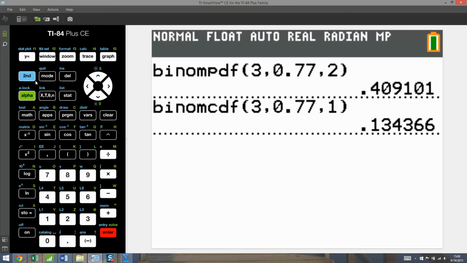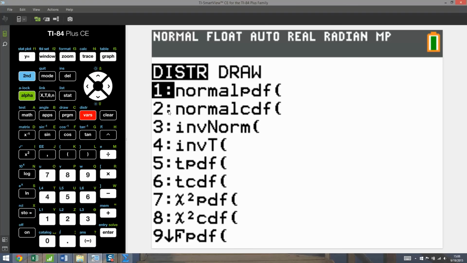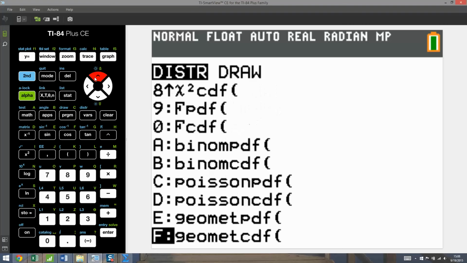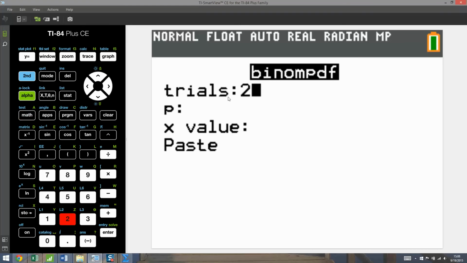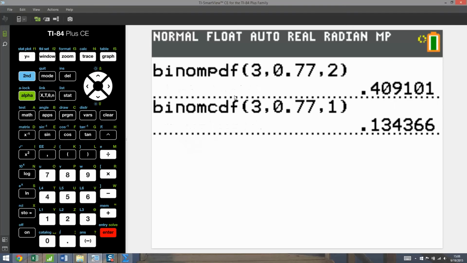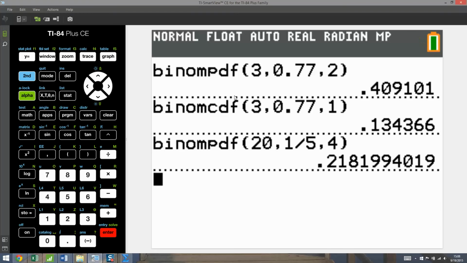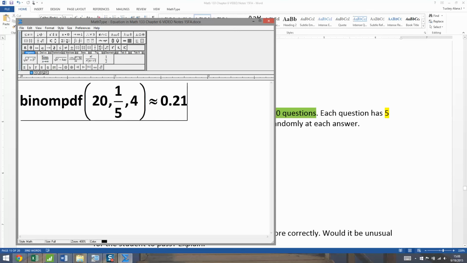So I'm going to grab my calculator, go to distribution, and I want PDF. That's letter A. So you can see it up there. So I'm going to hit alpha A. And then I have 20 trials. The probability of success is 1/5. You can actually just type the fraction, or you can figure out the decimal. The decimal is 0.2. And then we want 4. Enter. And we get 0.2182. So they have a 21.8% chance of getting 4 right.